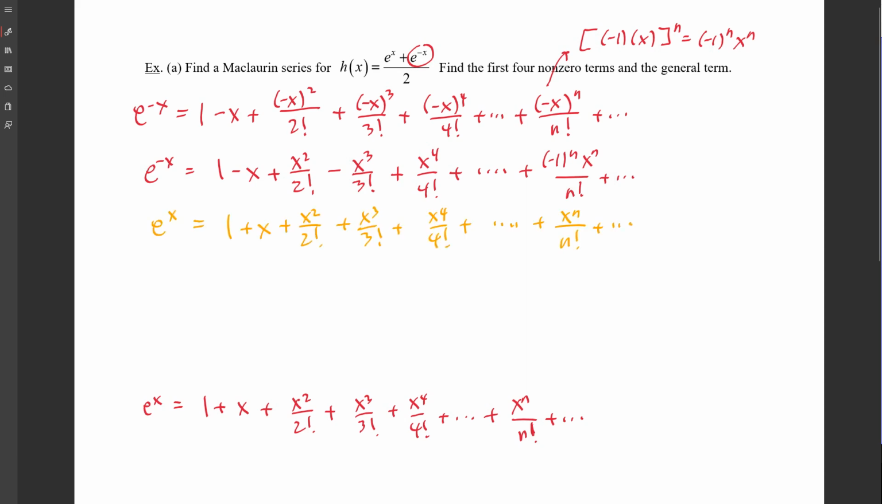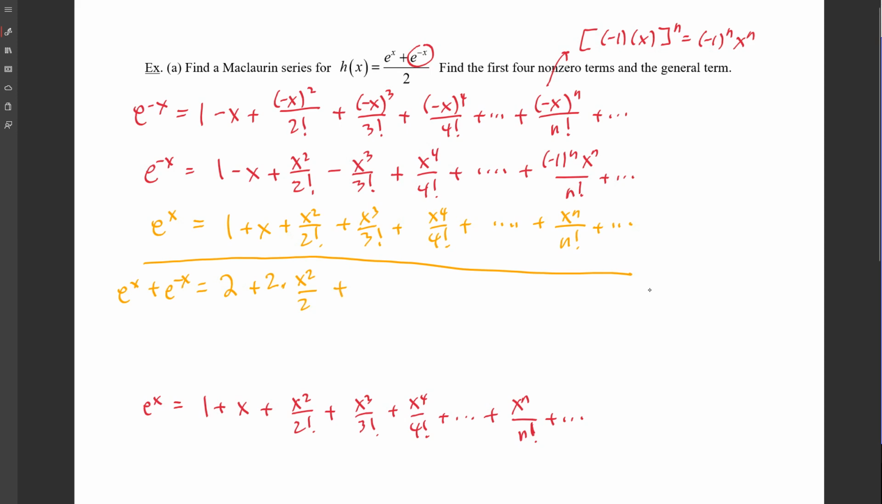So, what happens when I add the e to the x with the e to the negative x? Let me try to add them together. 1 plus 1 is going to give me 2, right? So this is going to be e to the x plus e to the negative x. Negative x plus x is going to give me 0. These two added together will give me 2 times x squared over 2 factorial, which is 2.